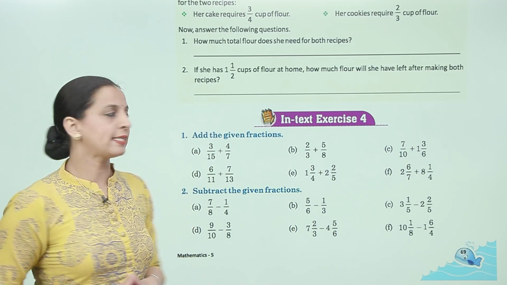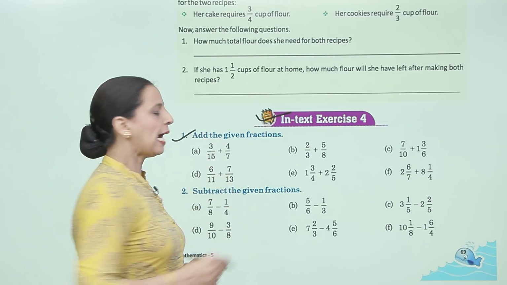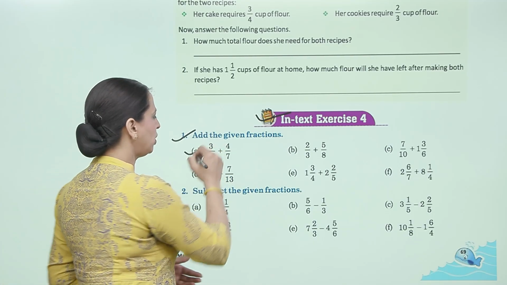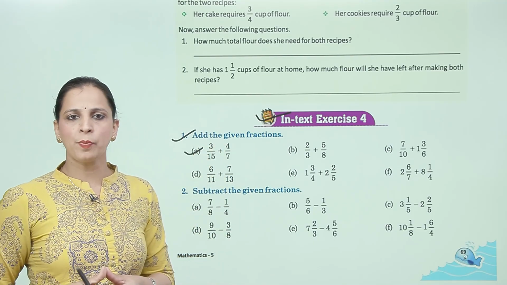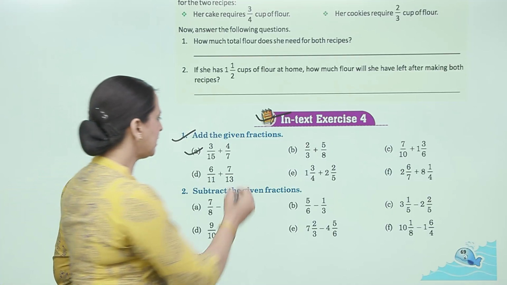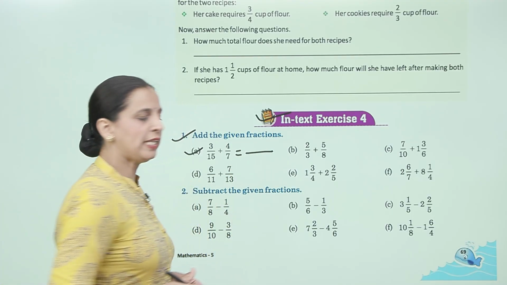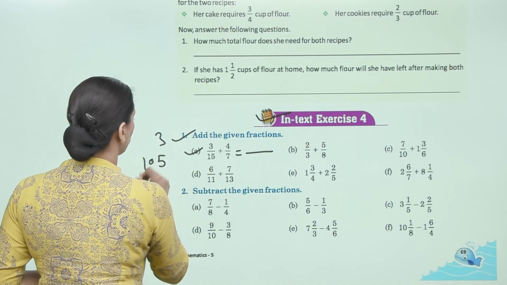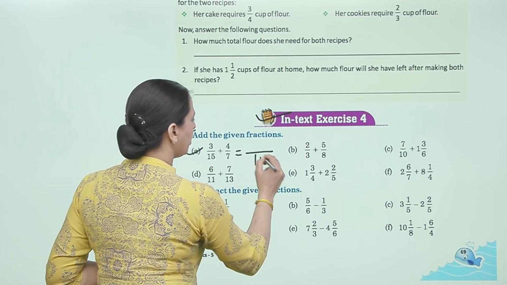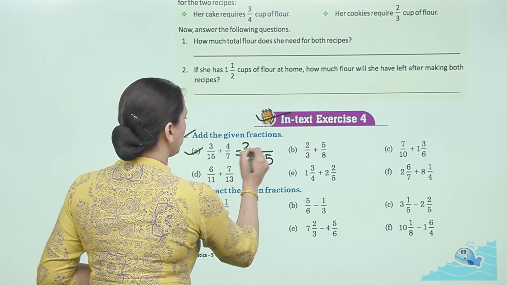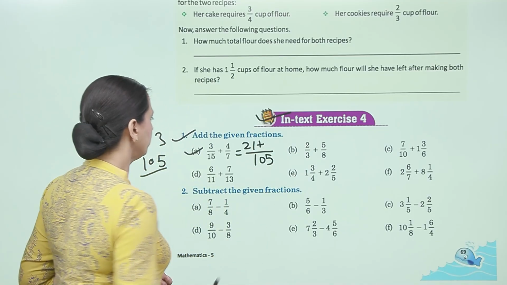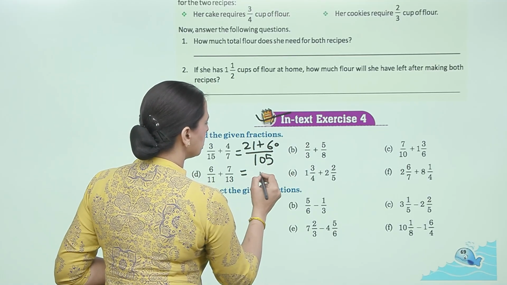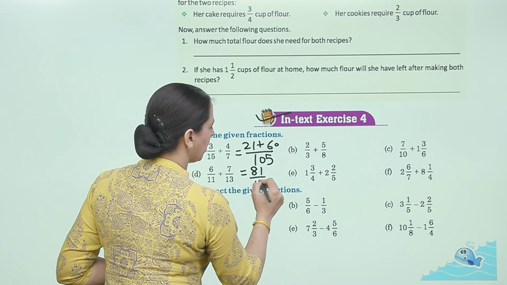Now in text exercise 4, question number 1, add the given fractions. A part, 3 by 15 plus 4 by 7. Now take the LCM. 15 sevens are 105. Now 105, 7 3s are 21 and 15 4s are 60. It becomes 81 by 105.